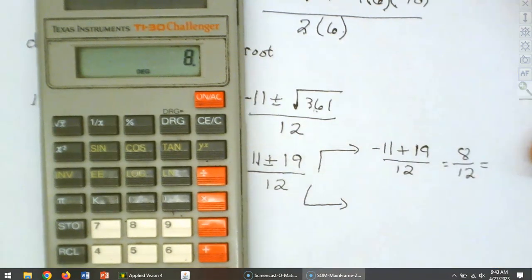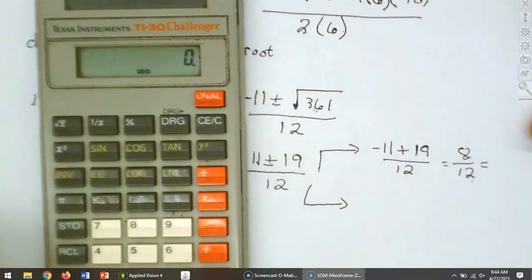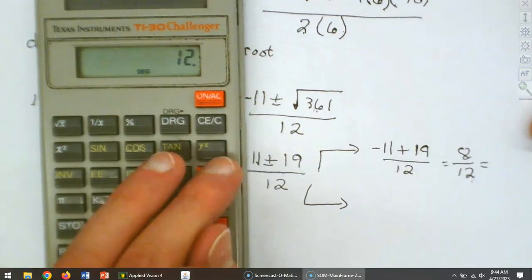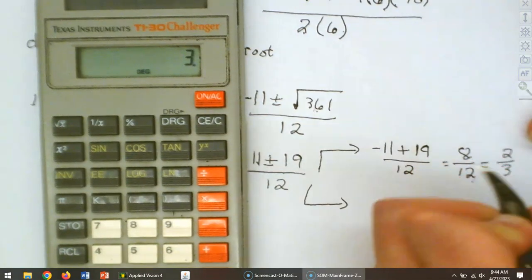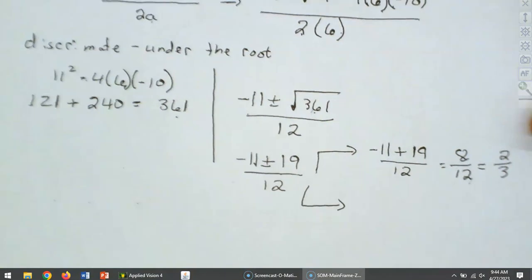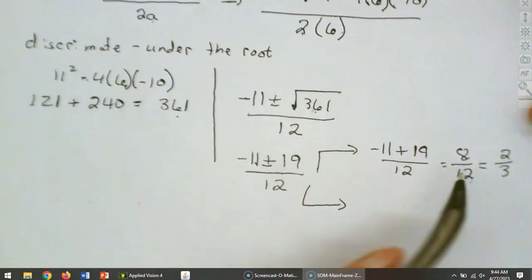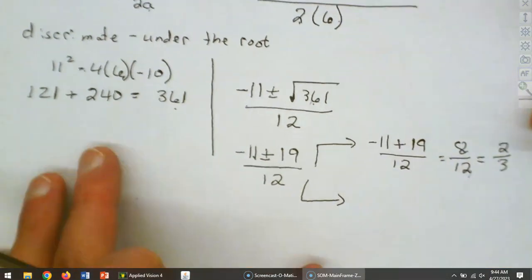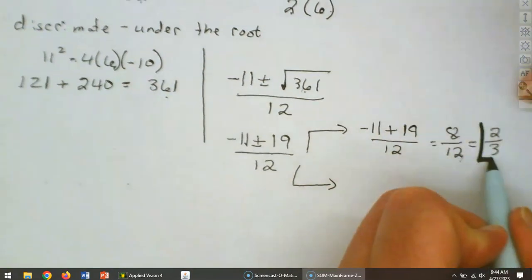And 8 over 12, well, these have a 4 in common. So we're going to divide by 4 because they both have a 4 in common. And that leaves you with 2/3. 8 divided by 4 is 2. That's where that came from. 12 divided by 4 is that 3. So that is one of the solutions.